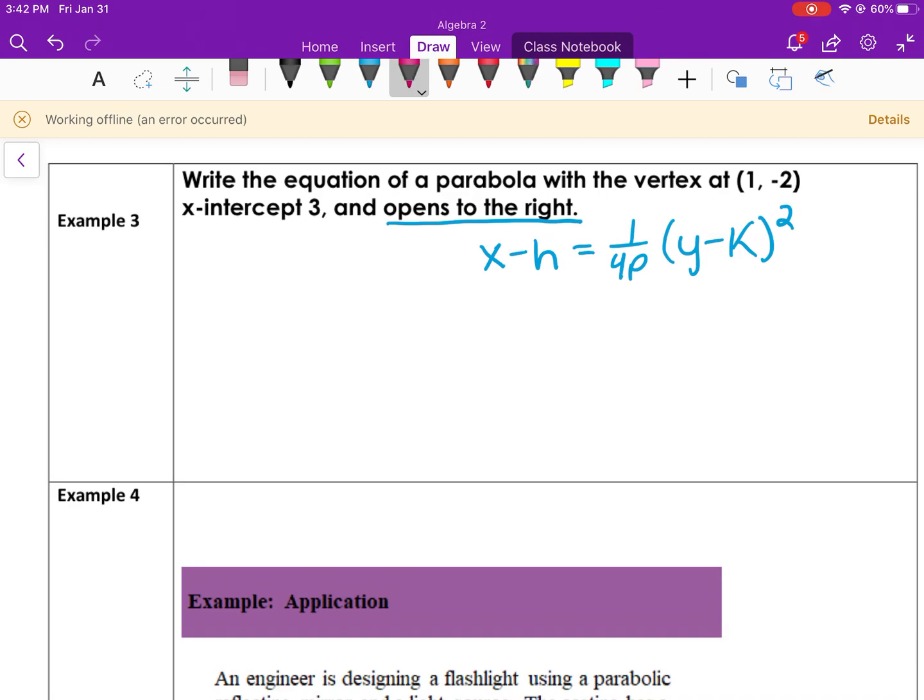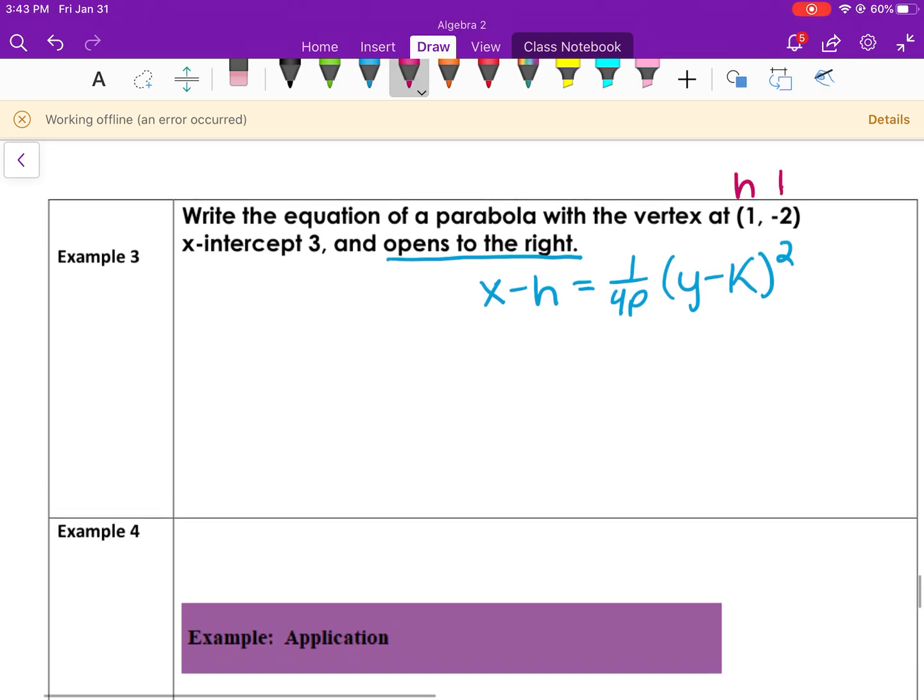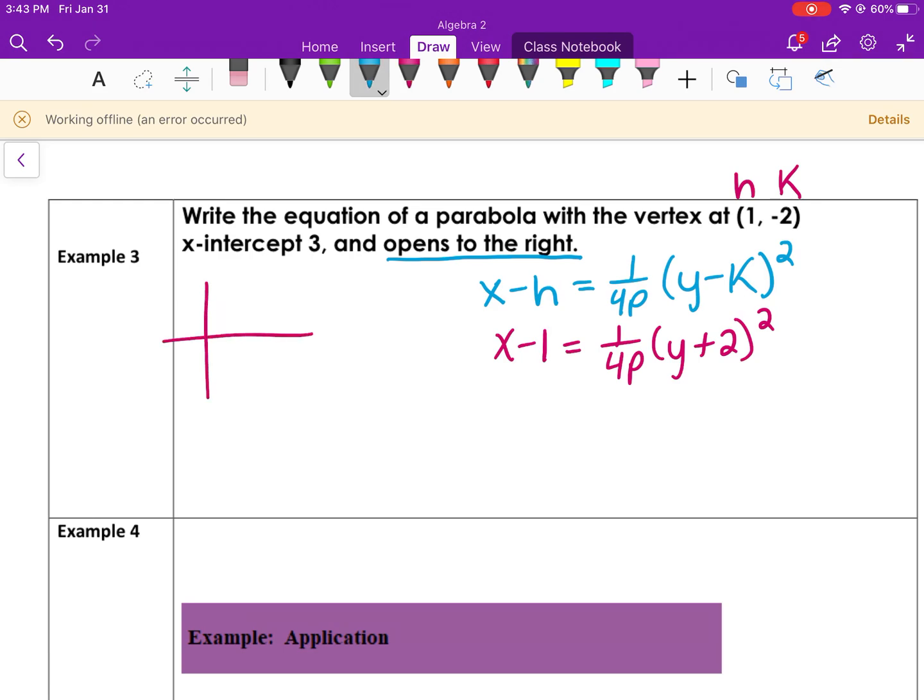First I can start by plugging in my vertex of (1, -2), so that gives me my h, k. So it'll be x minus 1 equals 1 over 4p, and then y minus -2 is y plus 2 squared. I have a vertex of (1, -2) and an x-intercept of 3. So my parabola looks something like this. Unfortunately, I don't know what my focus is, nor do I know my directrix, so I don't know what my p-value is, which means I need to use the other information that was given to solve for p.